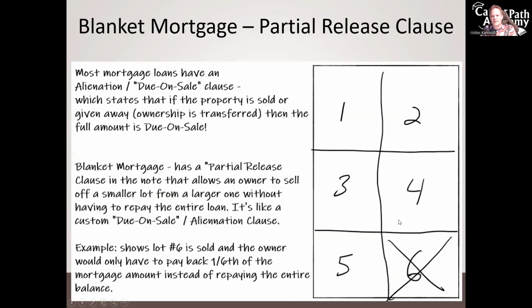Like this as an example, if you remember this one. You use the blanket mortgage to purchase this property, and then you build the house on it, you sell off one lot off of the larger lot, then you pay back 1/6 of the loan. Okay, so that's an example of how that partial release clause would work.